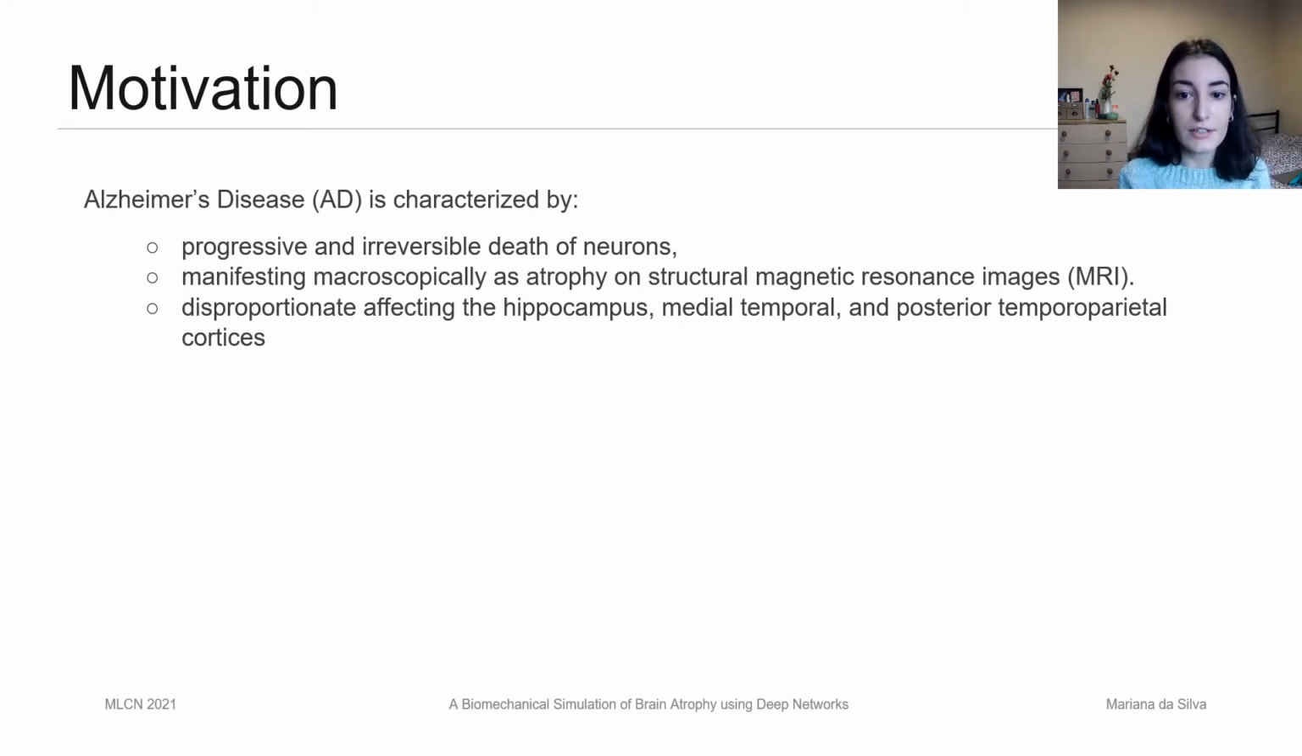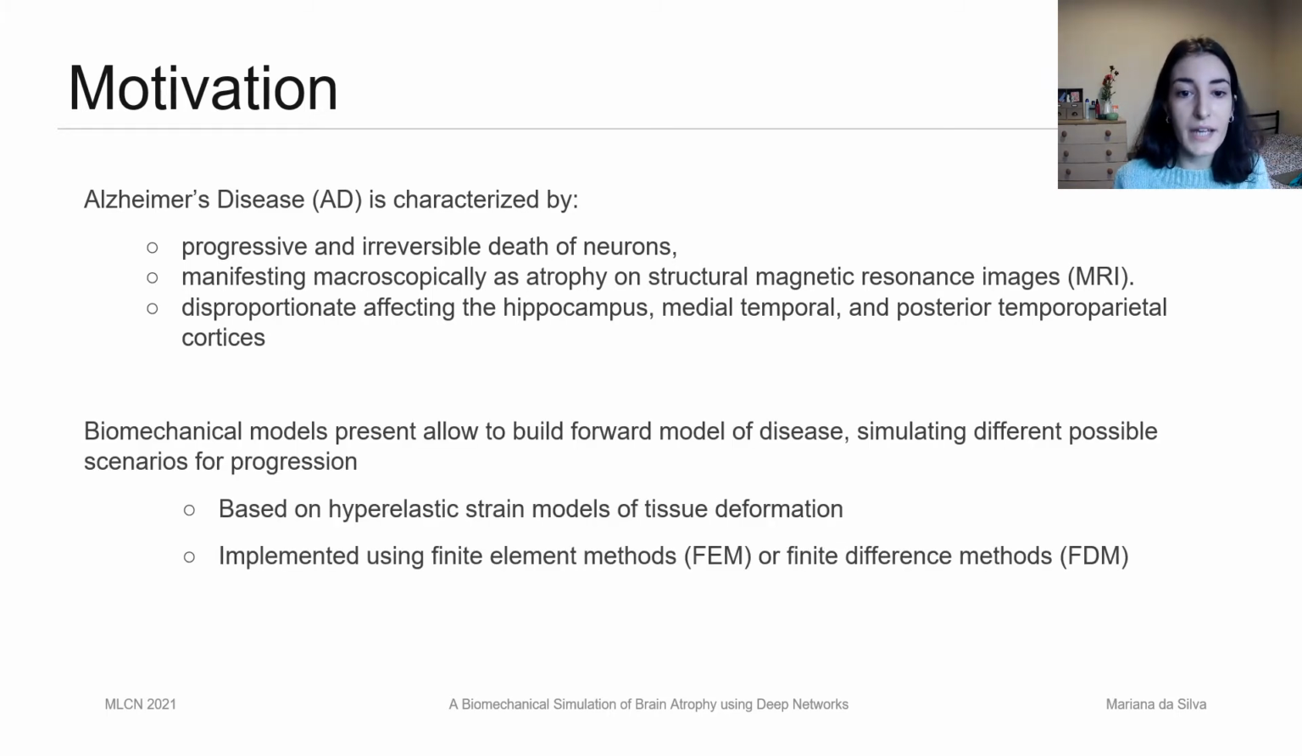However, disease progression is heterogeneous across individuals and challenging to diagnose from structural MRI alone. Biomechanical models present an alternate avenue to post-hoc classification of Alzheimer's disease from imaging data, and allow instead to build forward models of disease, simulating different possible scenarios for progression. Such models have been used broadly throughout the literature to simulate both atrophy and growth, and are usually based on hyperelastic strain models implemented using finite element methods or finite difference methods.